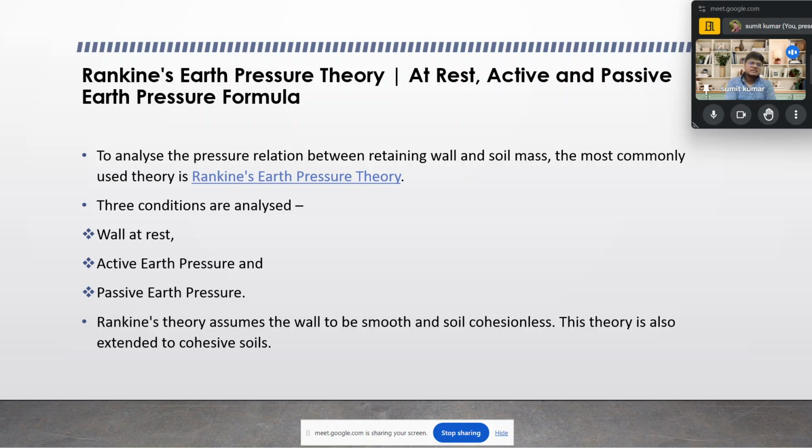In the Rankine theory, it assumes that the wall is smooth and the soil is cohesionless. This theory has also been extended to cohesive soil, as some other scientists came and extended this theory. But initially, Rankine gave this theory for cohesionless soil.